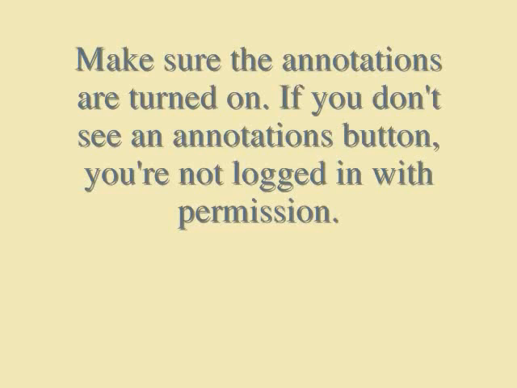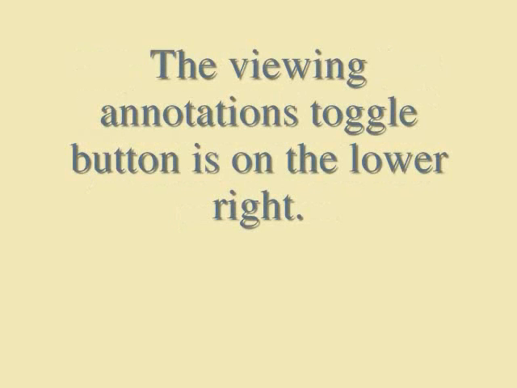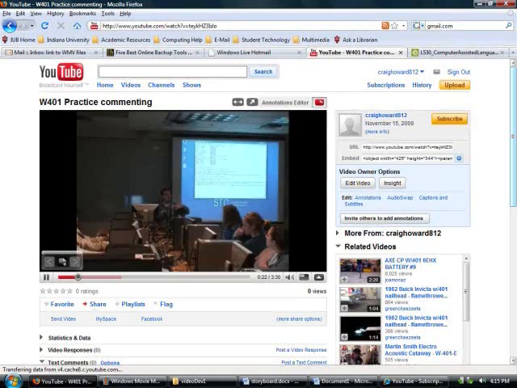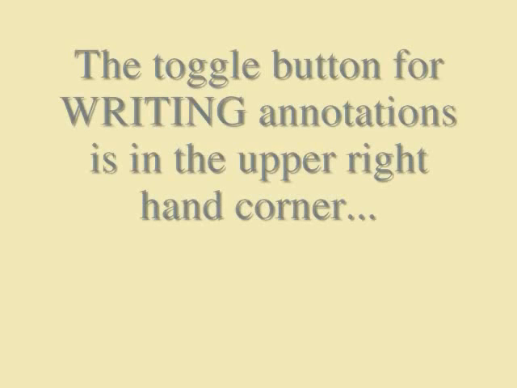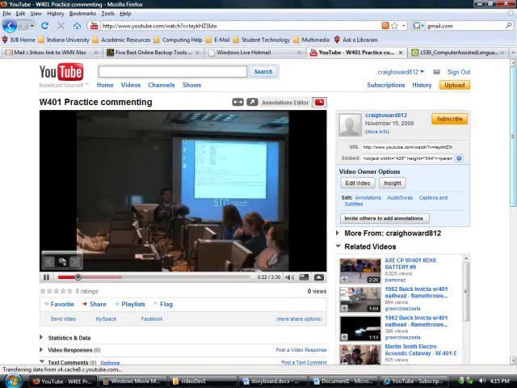You'll also need to make sure that annotations are turned on. If you don't see any annotations toggle buttons, you're probably not logged in correctly. So the viewing annotations toggle button is on the lower right hand side of the viewing screen. It's a little arrow pointed up. The writing annotations button is on the upper right hand side of the screen. That's a red square box with a white triangle in the middle. Make sure that you have annotations turned on.